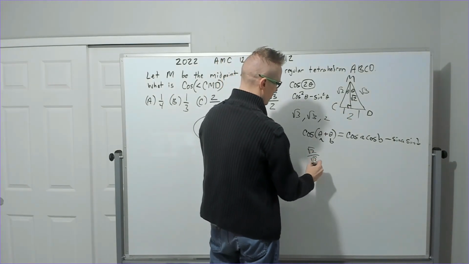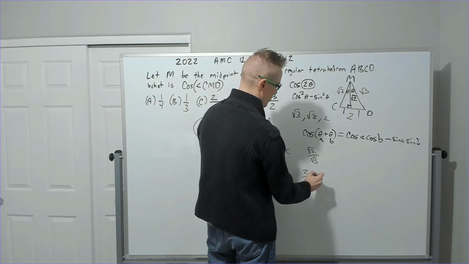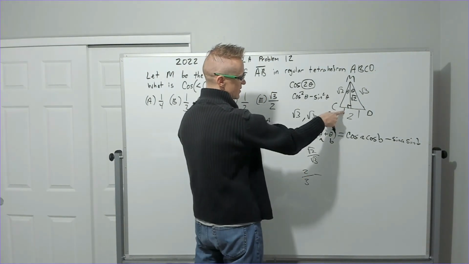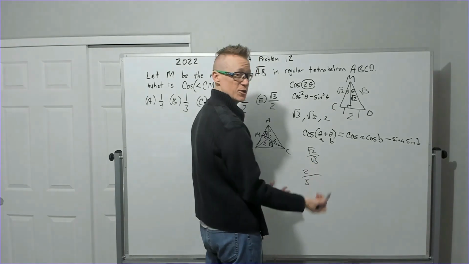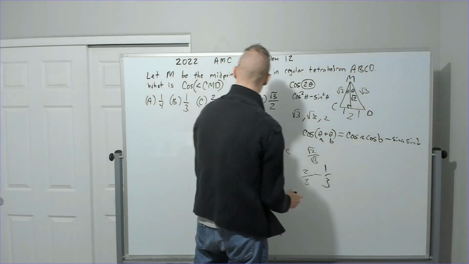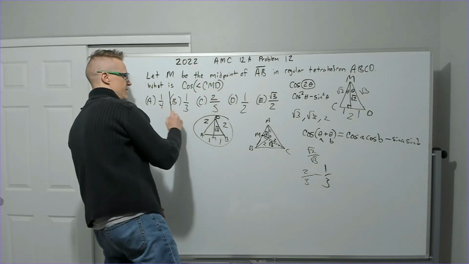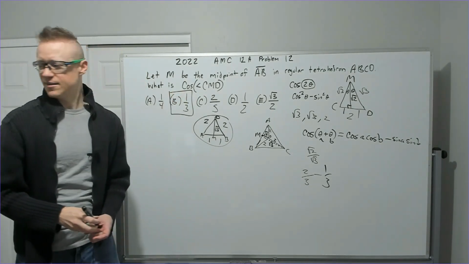And we're going to be squaring that, so we write 2/3 minus opposite over hypotenuse, 1 over root 3 squared is 1/3. 2/3 minus 1/3, get 1/3, and that is our answer.